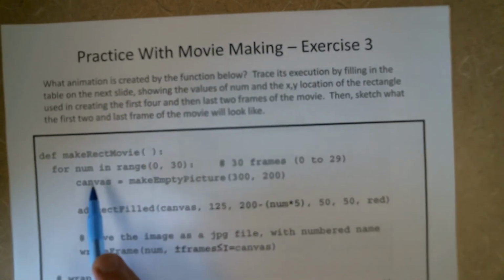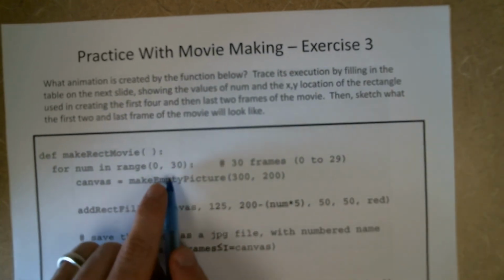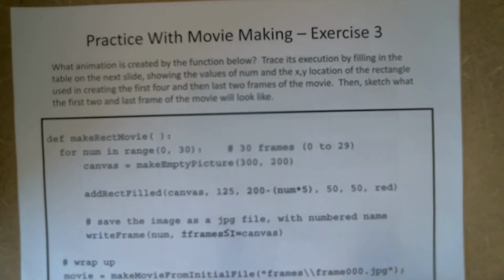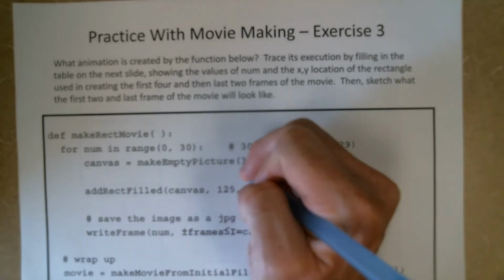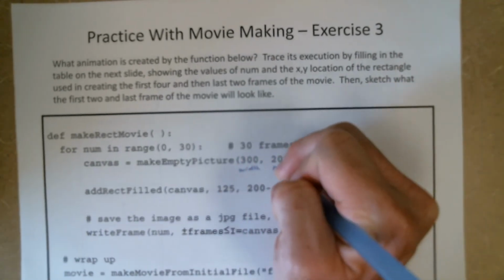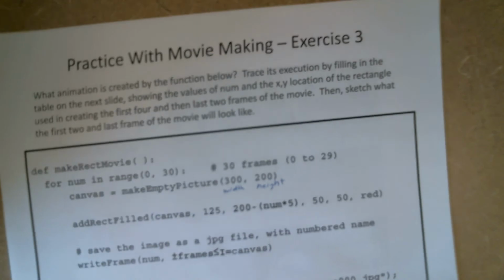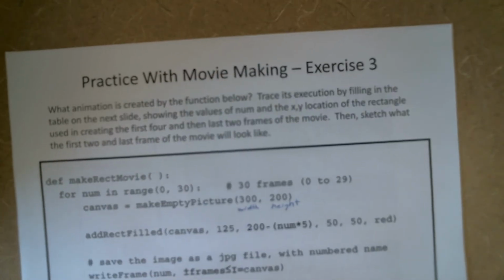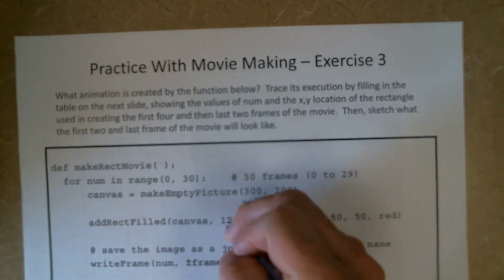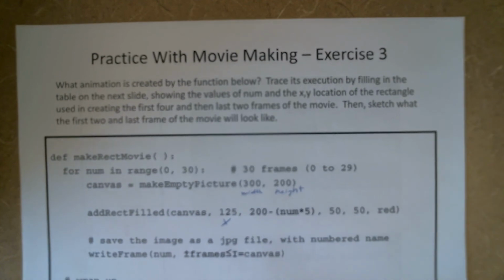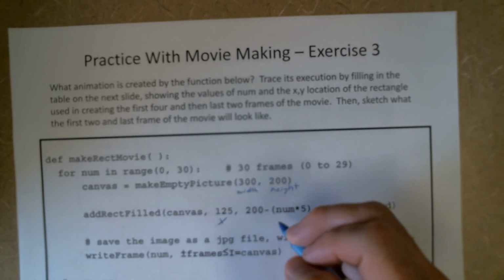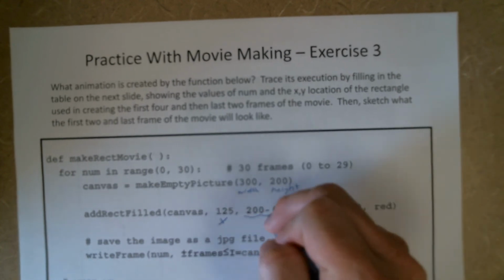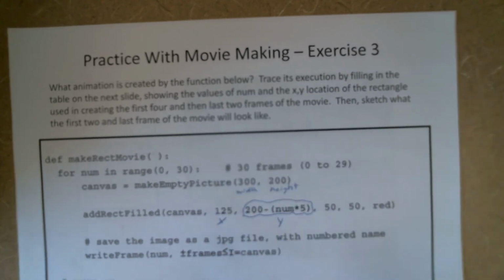All right, so if we look at this, we still have our for num in range 0 to 30, so same size animation. We're still creating the same canvas with our same width and height. So there's our width, there's our height. And what's different here is this time our X is 125, that's locked in place, but our Y is 200 minus num times 5. So we've sort of flipped that Y around.